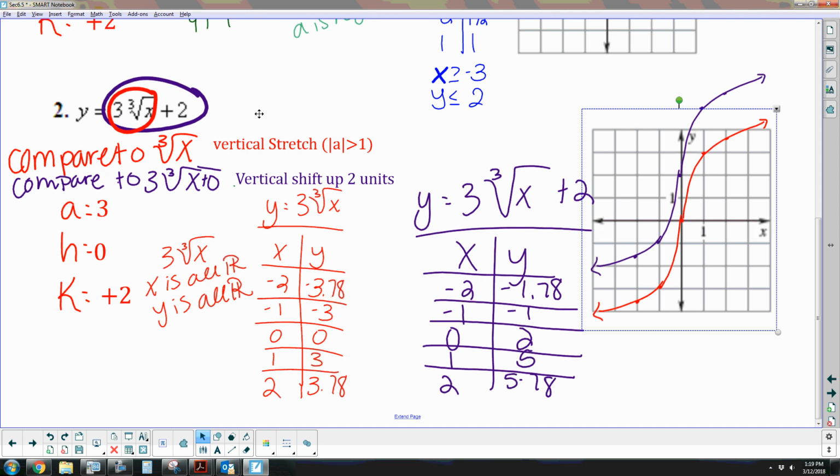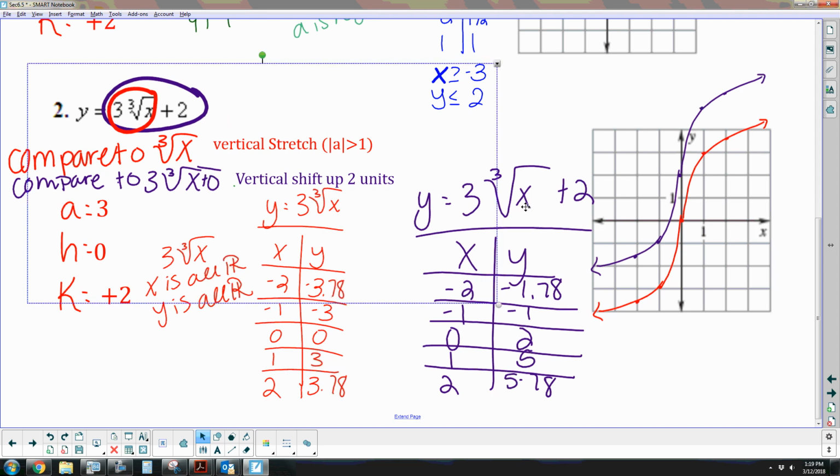So we can see that this 3 times the cubed root of x plus 2, that function is just a vertical shift up 2 units. Okay, so we don't have any horizontal shift because we have h is 0, but we do still have a vertical shift up 2 units because of this k value of 2.